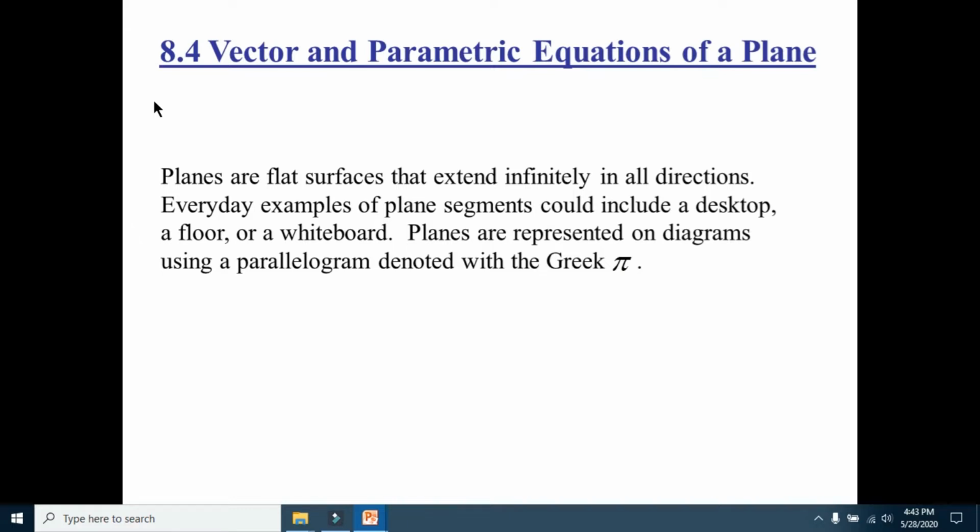Planes are flat surfaces that extend infinitely in all directions. Everyday examples of plane segments could include a desktop, a floor, a whiteboard. Planes are represented on diagrams using a parallelogram denoted with the Greek letter pi. And I think it's probably because P for plane, P for pi.